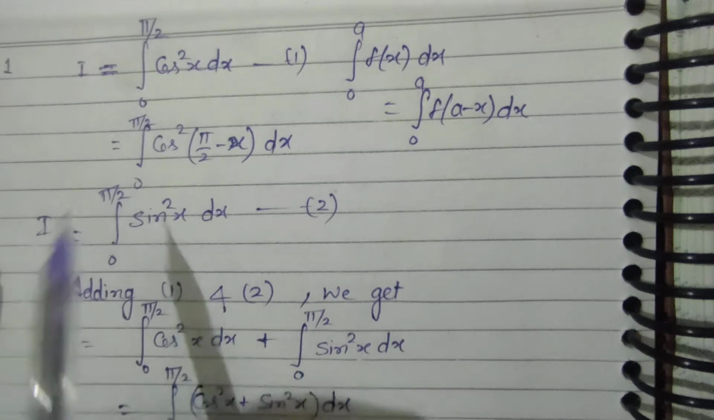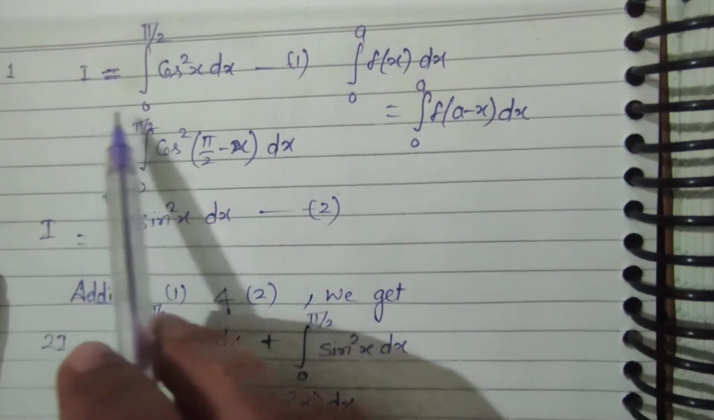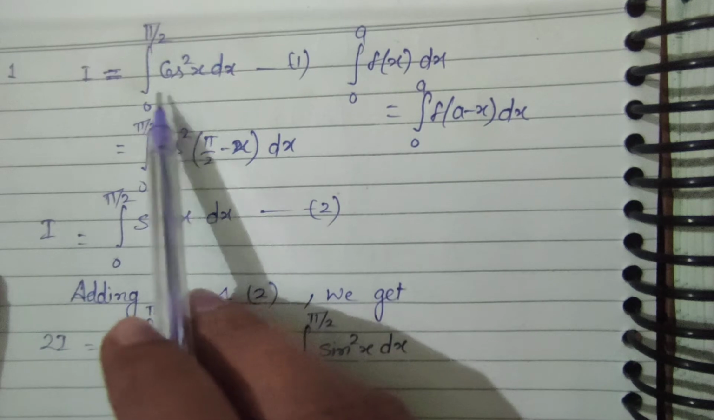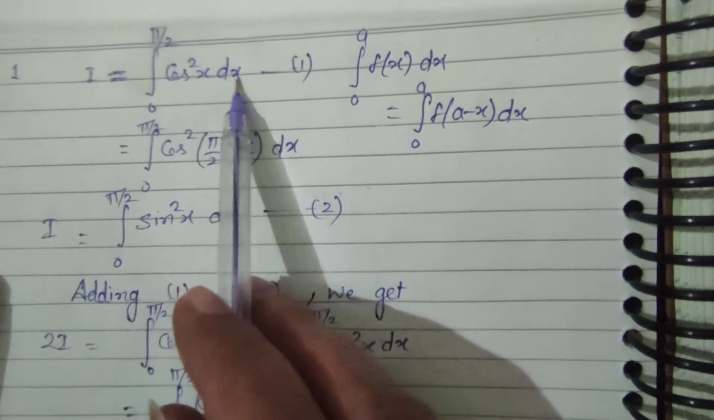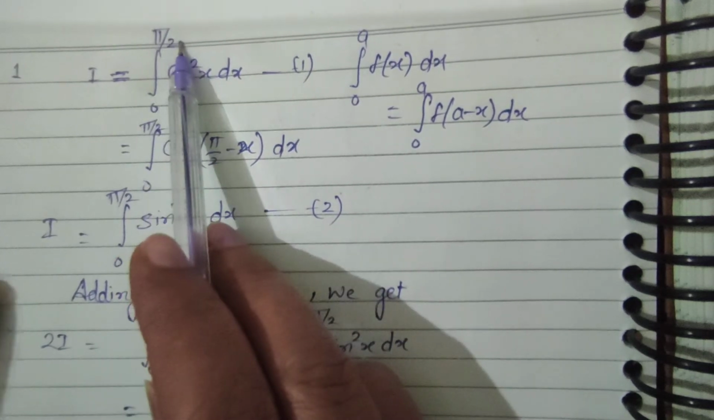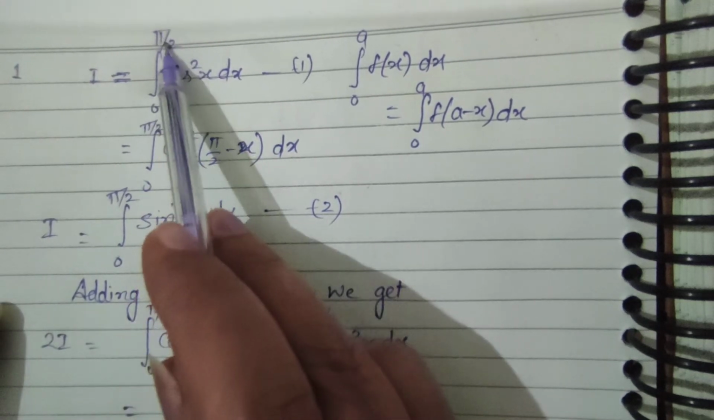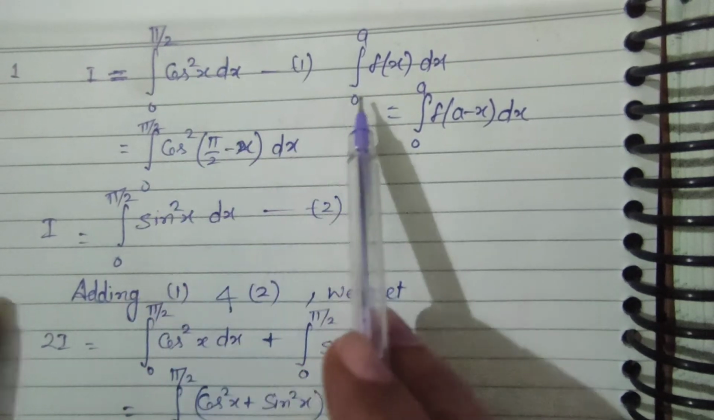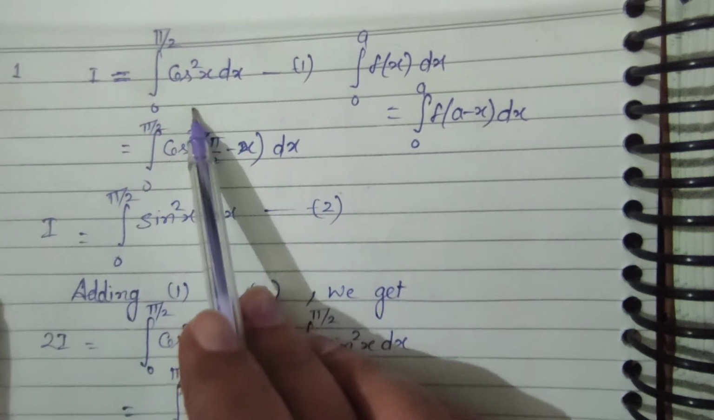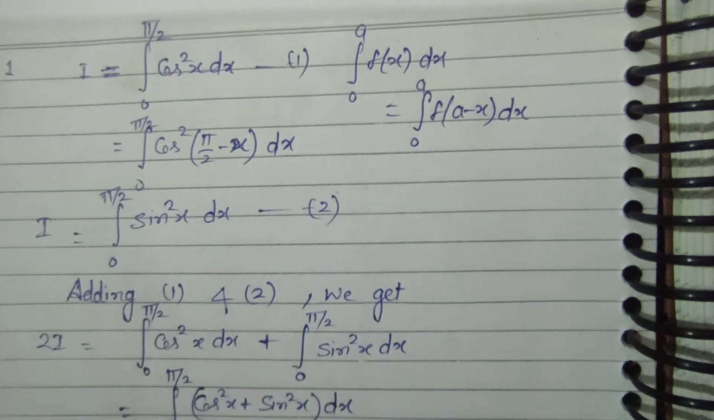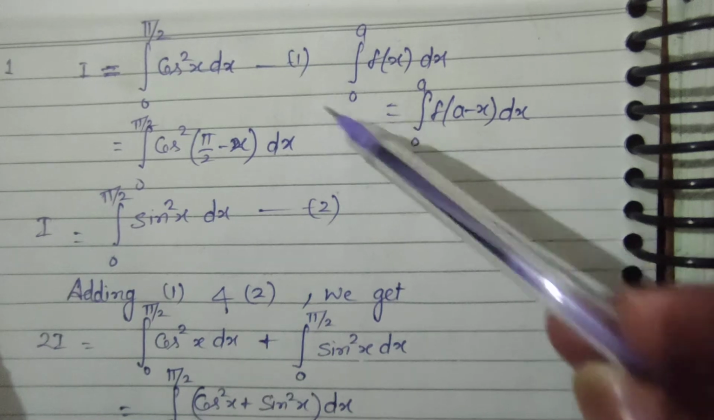Now look at the first question of exercise 7.11. We have to find the integration of cos square x, with limits 0 to pi by 2. Look at the fifth property. Here we will use the fifth property. We will do most of the questions by using the fifth property.